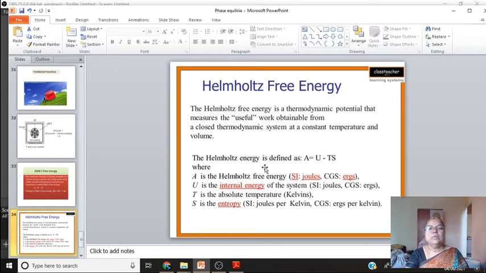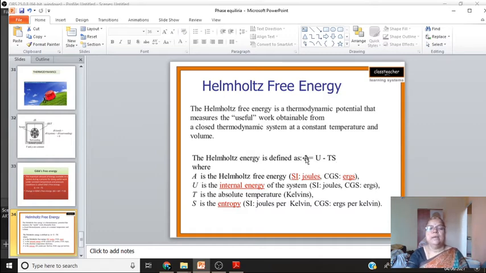The Helmholtz energy is mathematically defined as A. It is the notation of Helmholtz free energy. It is also called the work function. A is equal to U minus TS, where A is the Helmholtz free energy, U is the notation for internal energy, as usual T is the absolute temperature, and S is the entropy.